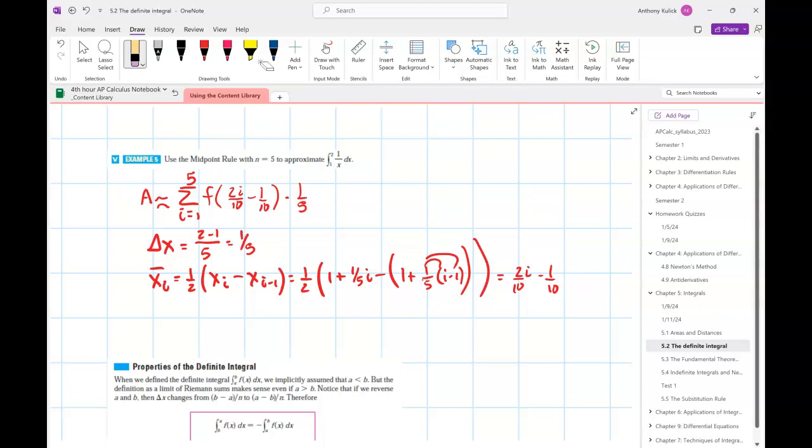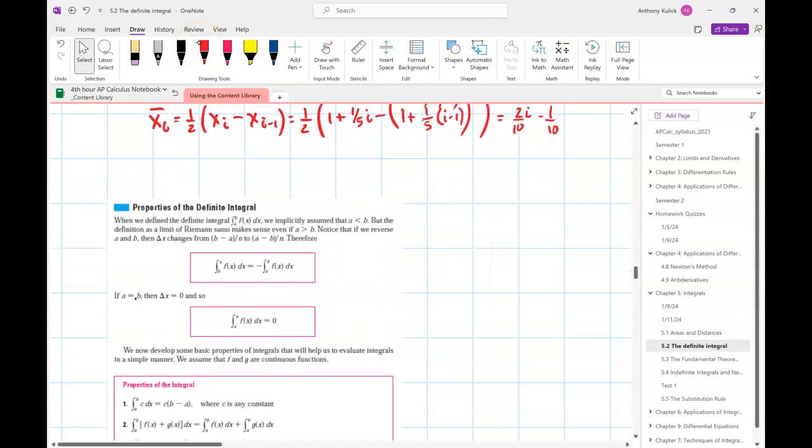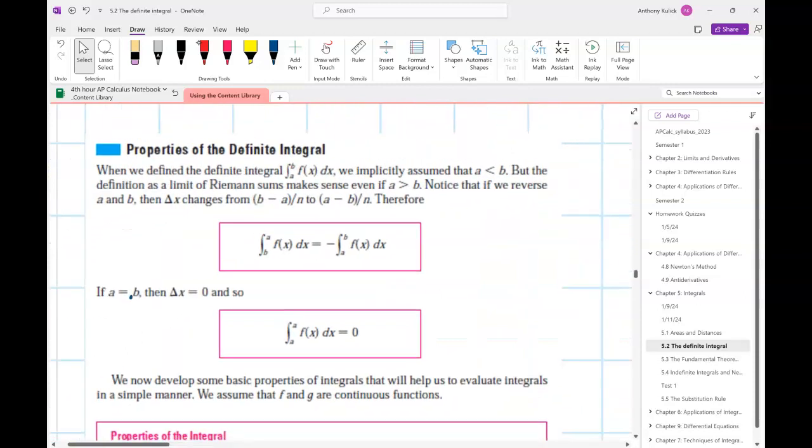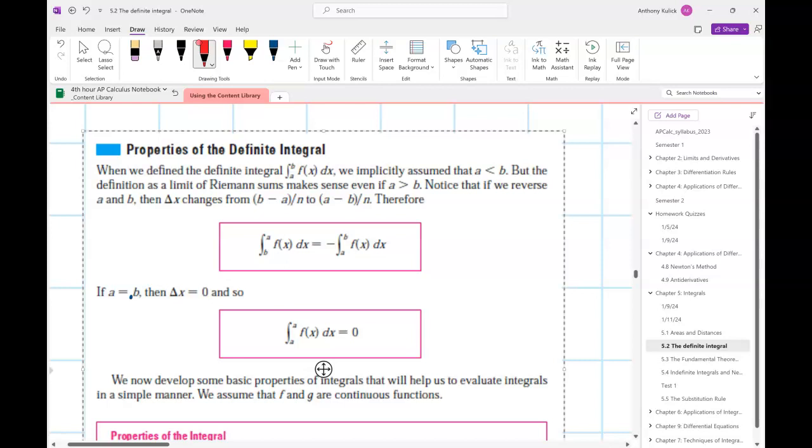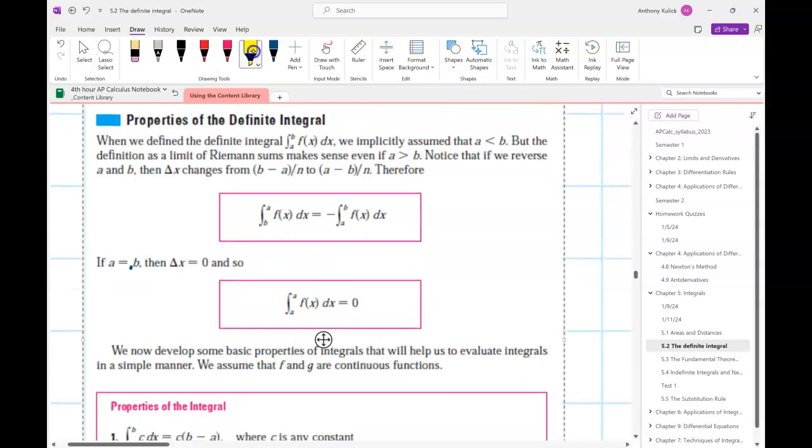Okay, properties of these definite integrals. The first property is if I swap the bounds. Notice this one is going from B to A and this one goes from A to B. All that happens is that the sign of the area switches. Goes from positive to negative or negative to positive.